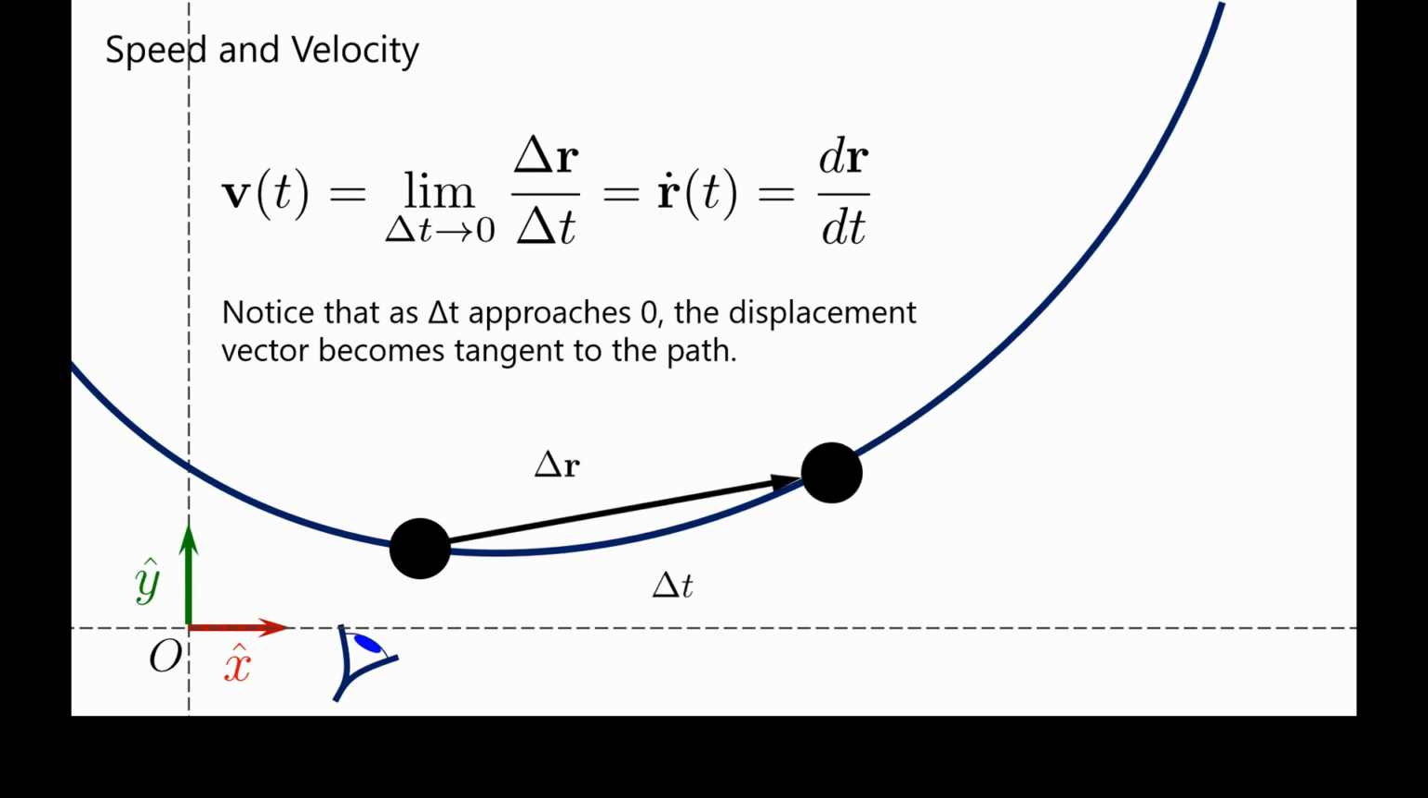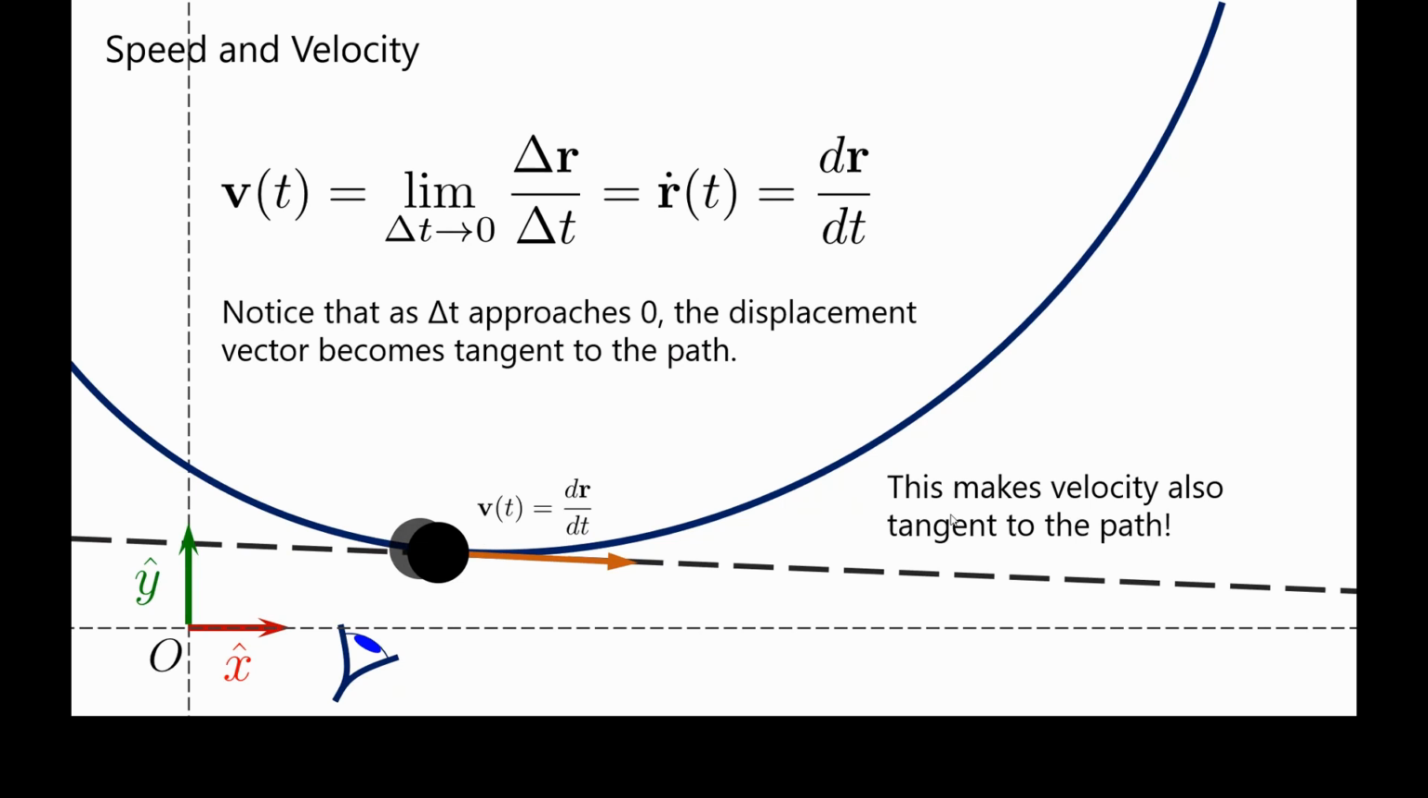So delta R becomes dR, and delta t becomes dt, an infinitesimal change. Take note, this makes velocity also tangent to the path. This is a very important concept. This velocity vector at this point is now tangent to the path. In this case, we are now taking the instantaneous velocity, the velocity of the black dot at an instant, at a very, very small change in time. So it's almost at this moment.